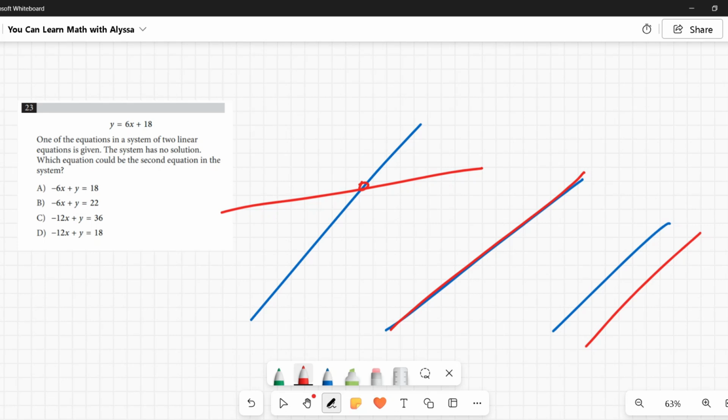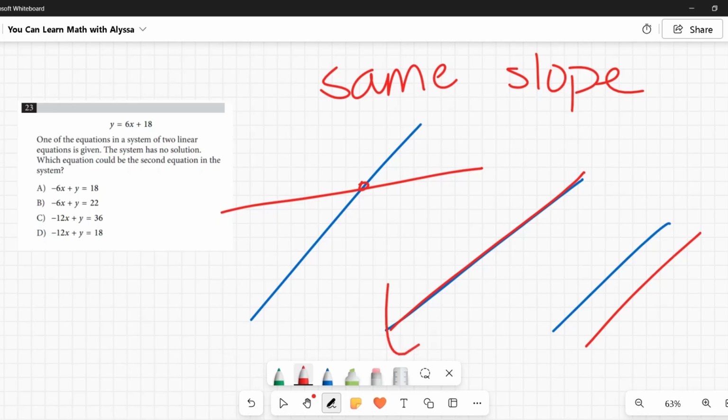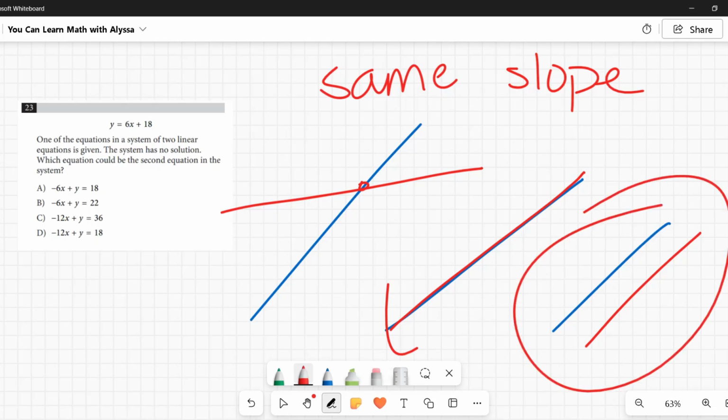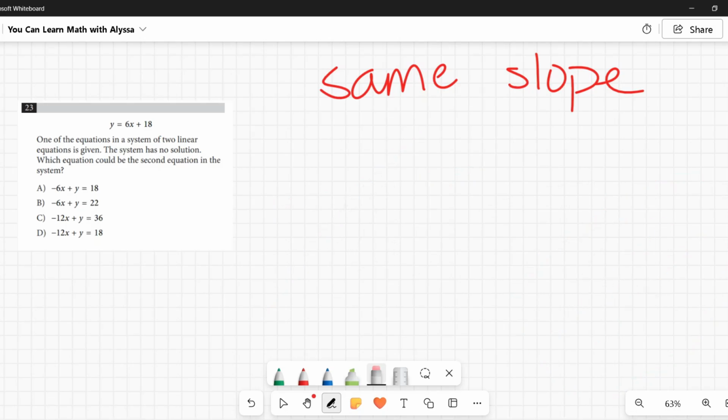When it has no solution, they have the same slope. Infinite solutions is same slope and same y-intercept. If it has those two, they overlap. If it's the same slope and a different y-intercept, then they are parallel and there is no solution. So not just same slope. Be careful of that, because I can pretty much guarantee that on one like this, they're going to include an option in there that has the same slope and the same y-intercept to try to mess with you.